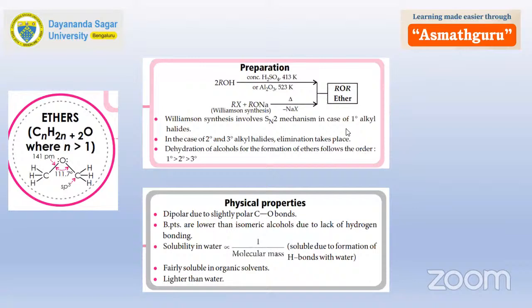And ethers, if you come to this, ethers have the general formula ROR. They can be prepared by Williamson ether synthesis. You know that one. Where alkyl halide reacts with sodium alkoxide. And the alkyl halide should always be primary, remember. And alcohol reacts with sulfuric acid at 413 Kelvin, undergoing dehydration to form ethers. Williamson ether synthesis is an SN2 mechanism. Remember this one. And in Williamson ether synthesis, if you take secondary or tertiary instead of primary, elimination takes place to form alkene.